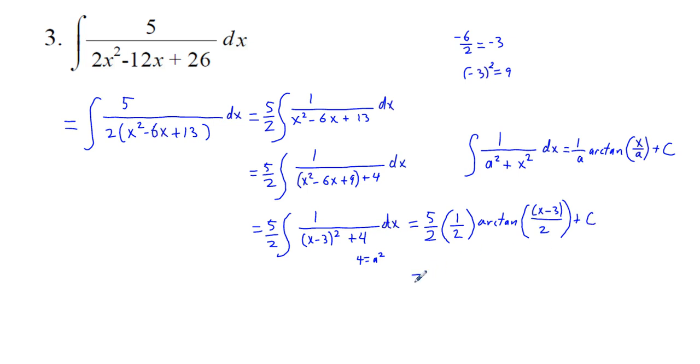And the very last thing we can do is simplify this fraction out front. So we have 5/2 times 1/2 is 5/4. So we get 5/4 arctan of x minus 3 over 2 plus our constant of integration c. So that's going to be number 3 worked out.